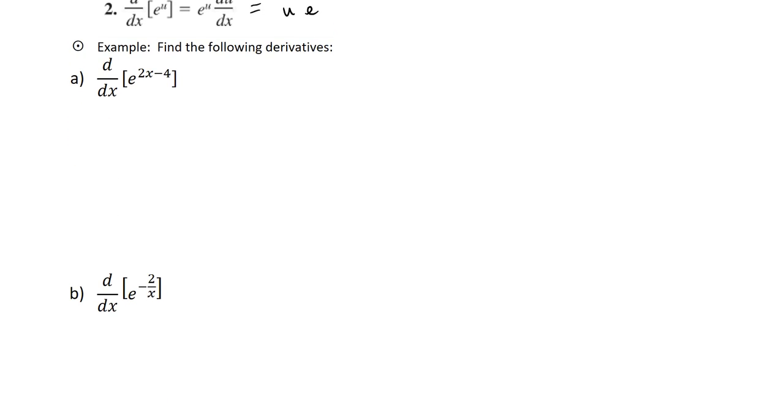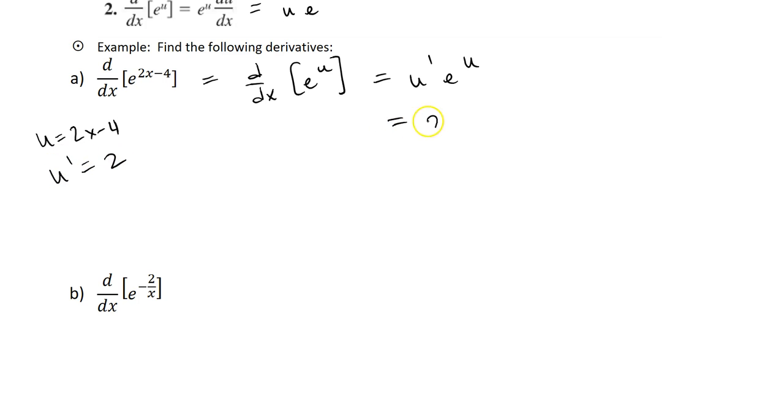So the derivative with respect to x of e to the u, however, if u is a function of x, is e to the u times du over dx, or you might see this written as u prime e to the u. So if I want to find the derivative of something like e to the 2x minus 4, I would let u be equal to 2x minus 4. So this is the derivative with respect to x of e to the u, which we know is u prime e to the u. u prime is 2, so this is going to be 2e to the 2x minus 4. And that is my answer.